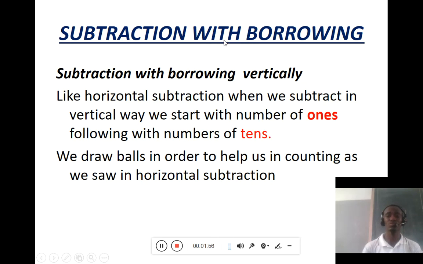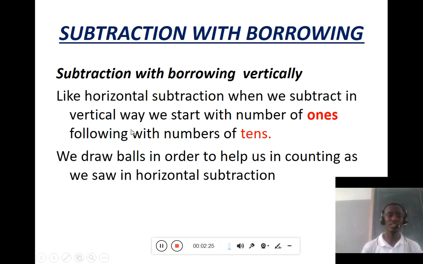Now we say that when we subtract, we use two ways. We have vertical subtraction, but also horizontal subtraction. Last time we started with horizontal subtraction, and we saw the way we can subtract, and we drew the balls the way we use. Now today let us proceed with vertical subtraction with borrowing, subtraction with borrowing vertically.